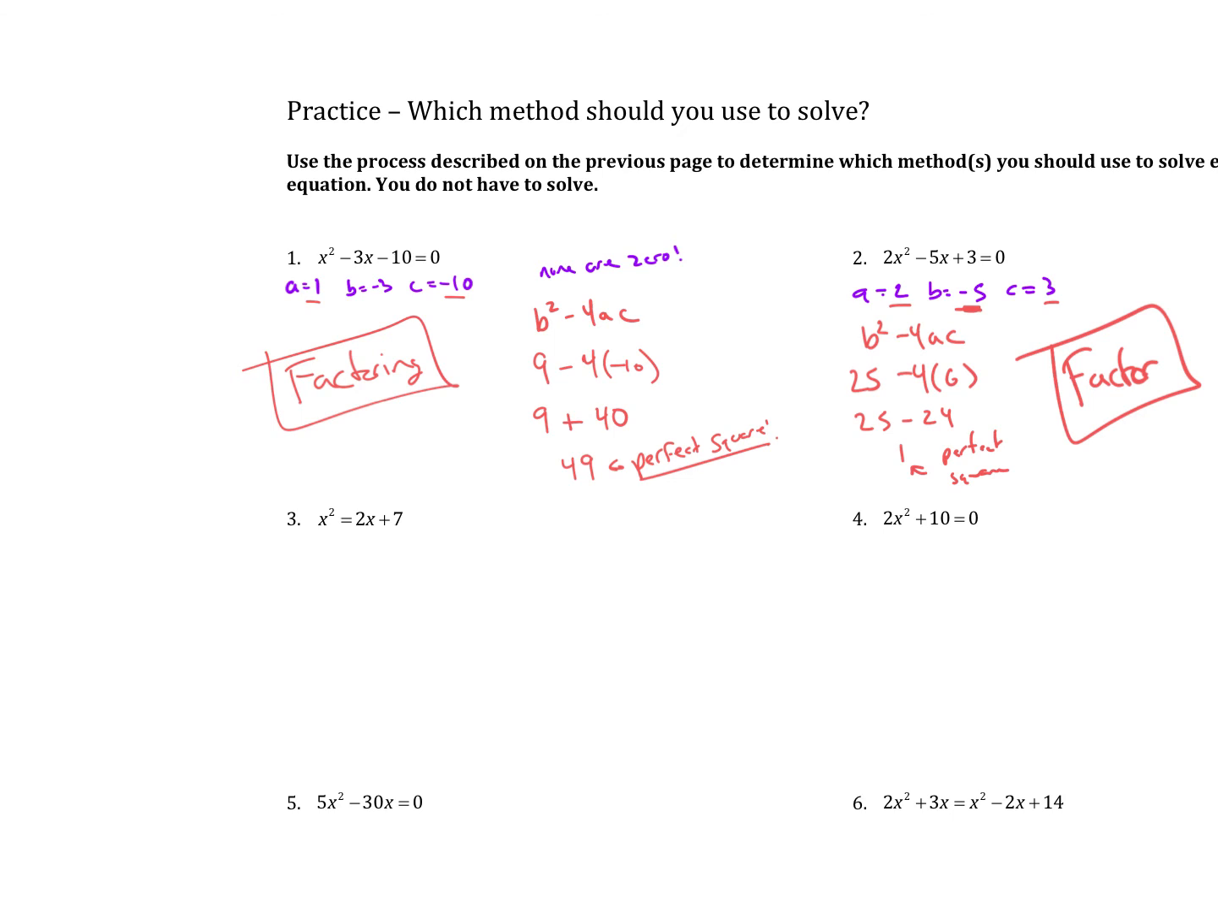What about 4? Let's look at 4. It is in standard form, and I have a equals 2, b equals 0, because there's no x, c equals 10. c is always the constant by itself, no x. So what did it say on the previous page if b was 0? Pause it and go look back. It said we could solve with square roots or the quadratic formula.